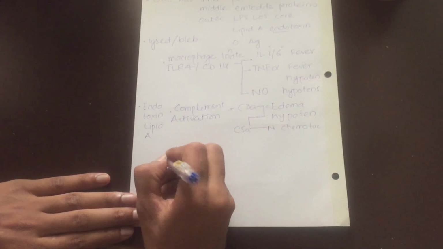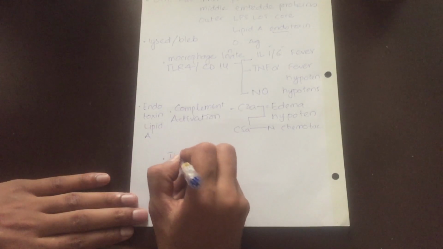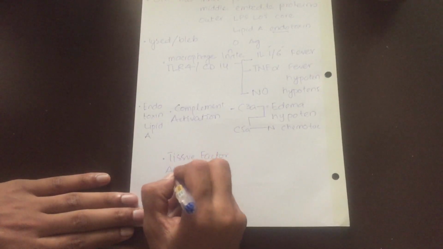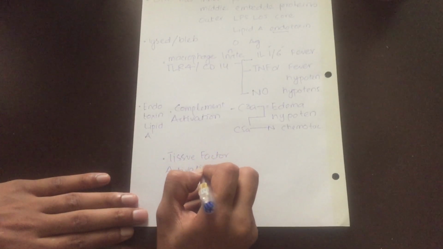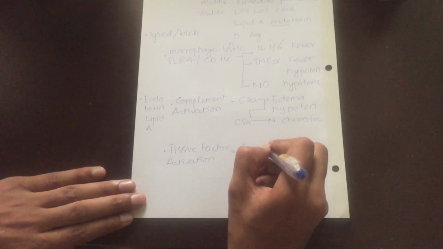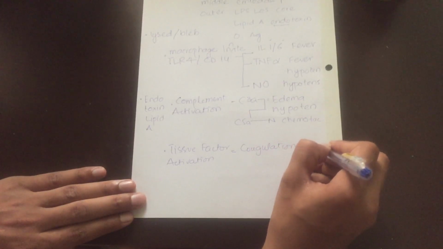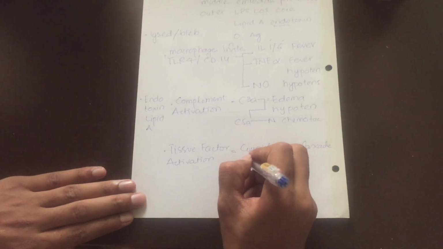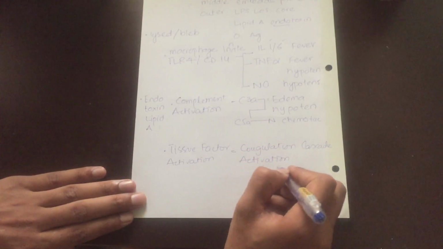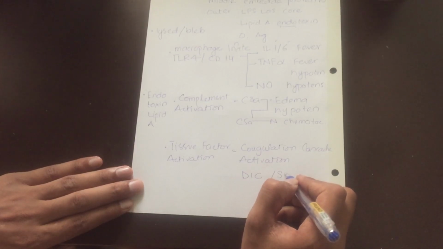Then we have endotoxin, lipid A, and tissue factor activation, which can cause coagulation cascade activation, which can lead to DIC or death.